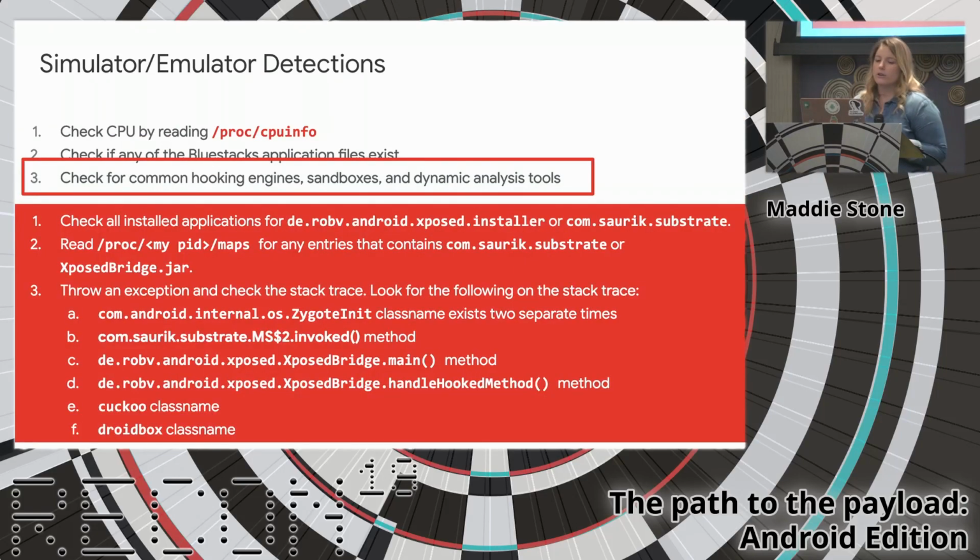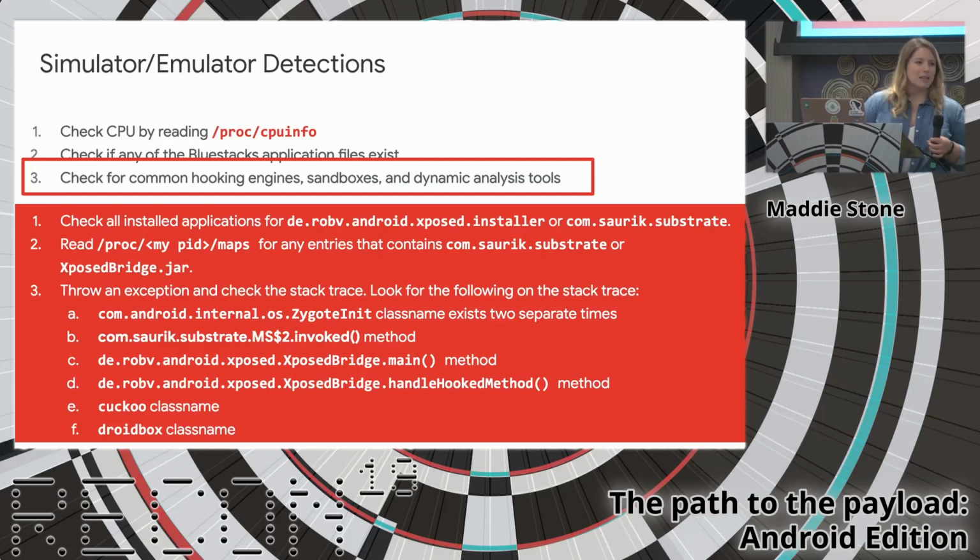And lastly, they look for a lot of hooking, sandbox, and dynamic analysis tools. First, they check if the installed apps include Xposed Framework or Cydia Substrate, which are two hooking and instrumenting frameworks. They will then iterate through all of their process maps to see if either Cydia Substrate or the Xposed Bridge jar have been mapped into the current process's memory, meaning it's likely being instrumented or hooked.